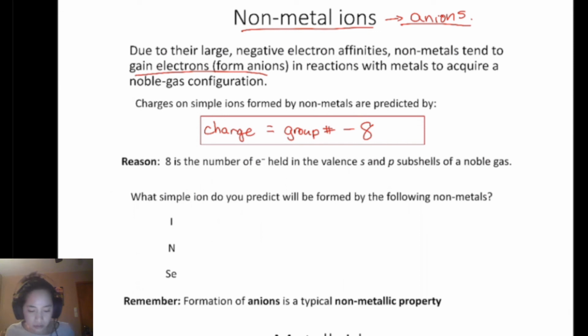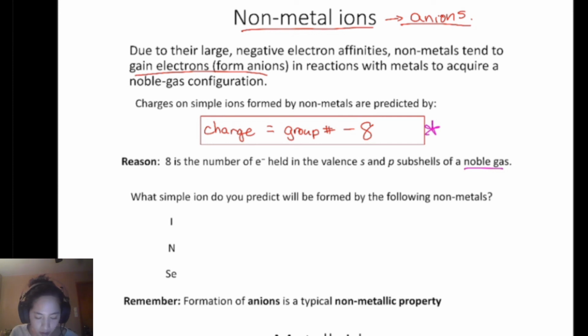Right? So here is a formula to remember to know the common charges of nonmetal ions, or anions. The reasoning for this formula is that 8 is the number of electrons held in the valence s and p subshells of a noble gas. So the nonmetal wants to achieve its noble gas configuration, so it will gain that many electrons to do so.